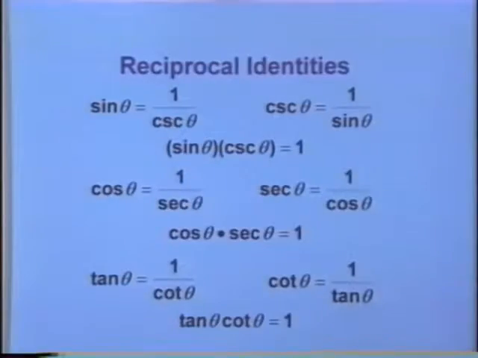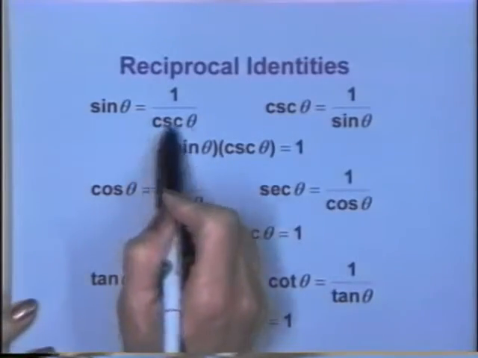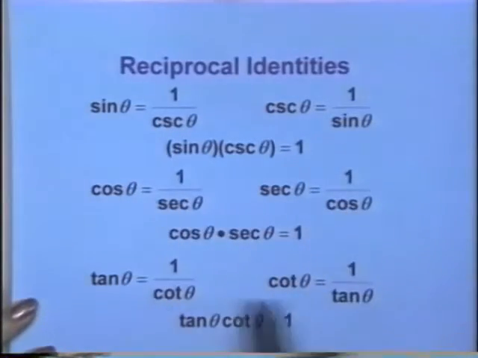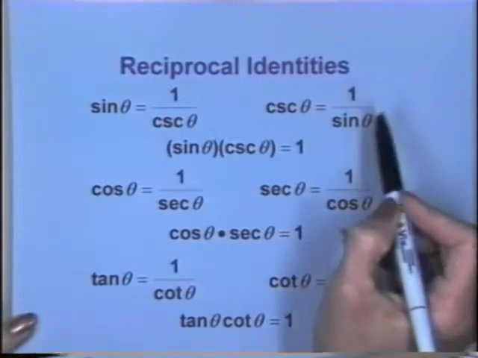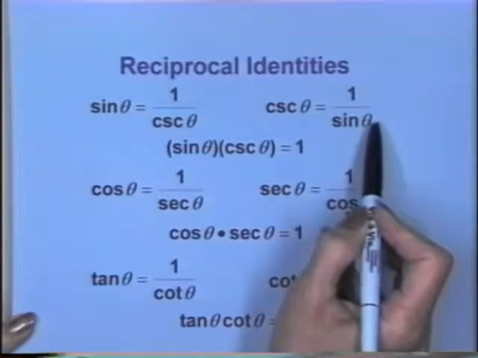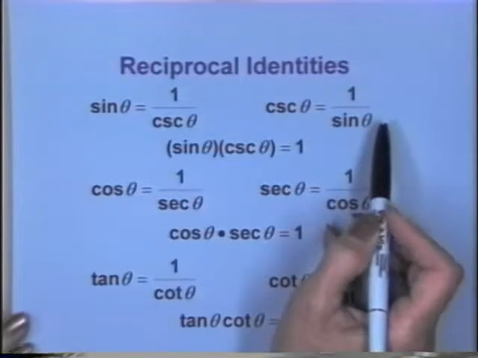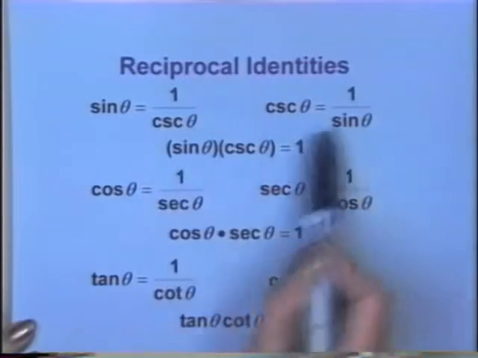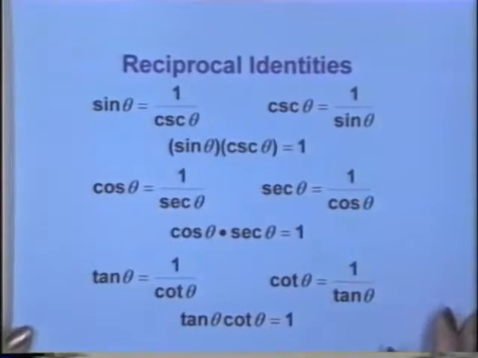I'd like to call your attention to something concerning these reciprocal identities. These identities are defined for all meaningful values of the variable. And what we mean by that is that they would not be defined if any of these denominators were equal to 0. So any value of theta where the sine of theta was equal to 0 in this case would not be considered a meaningful value, and this would not be defined. And that would be true for all of these. Anything that makes those denominators 0, these identities would not be defined for.